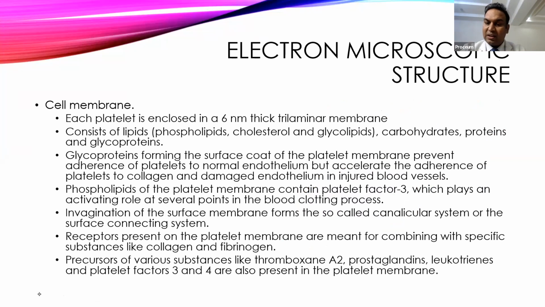So first we'll talk about the cell membrane. It is a bilaminar structure which is made up of phospholipids, cholesterol, and glycolipids. Apart from this, it also contains carbohydrates and proteins. The glycoproteins are present on the surface. They prevent the adherence of the platelets. Adherence is a very important property of the platelet. Once the platelet gets activated, the first thing they do is start adherence, and they initiate the coagulation mechanism.